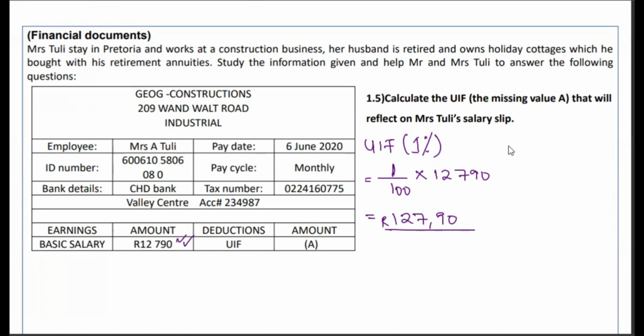Please, they have not asked for the total UIF. They're asking for the missing UIF, and it's on a payslip. So if it's on a payslip, you use 1%, and if they asked for total, then this one would be 2%. We would have used 2% if they asked for total.